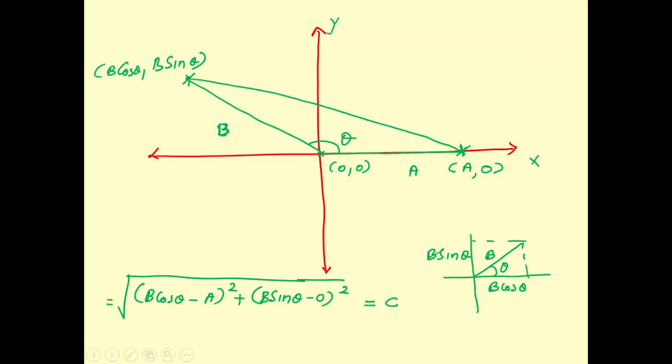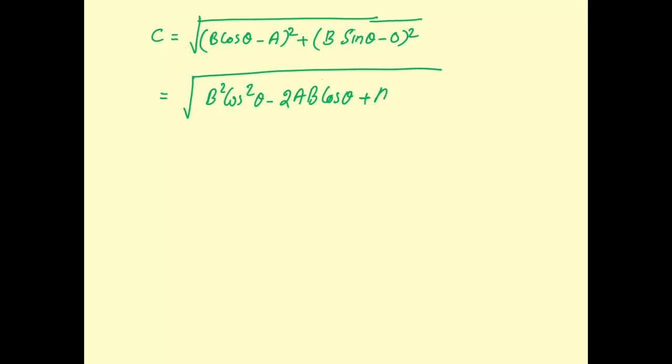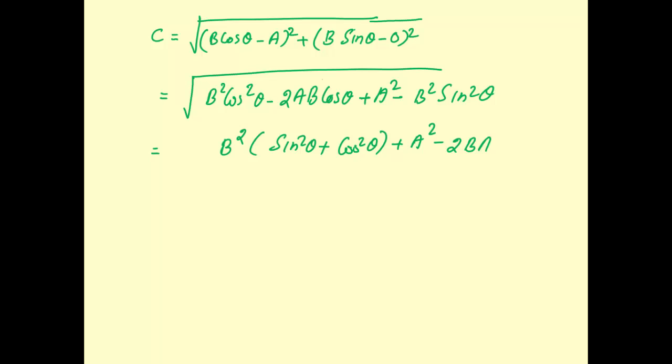If you open this bracket, let's simplify the formula we got. Okay. So I can expand the first term using (a minus b) the whole square. You get b square cos square theta minus 2ab cos theta plus a square, minus b square sin square theta. So I can take this b square common: sin square theta plus cos square theta, plus a square minus 2ab cos theta.